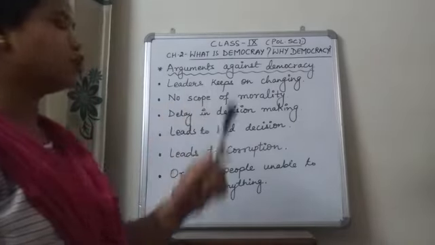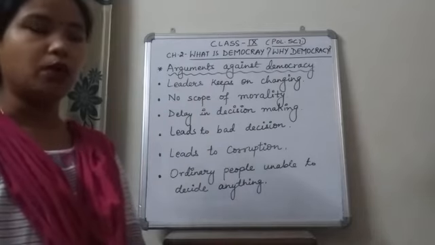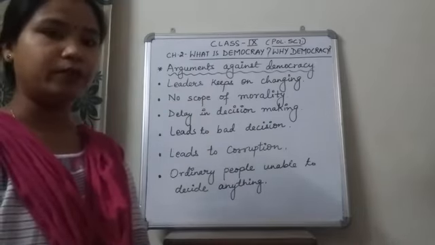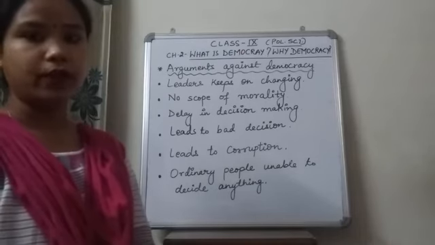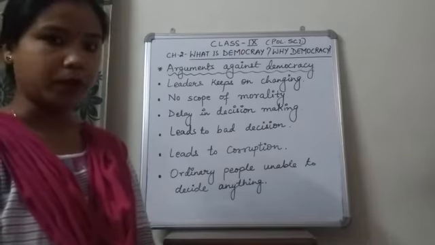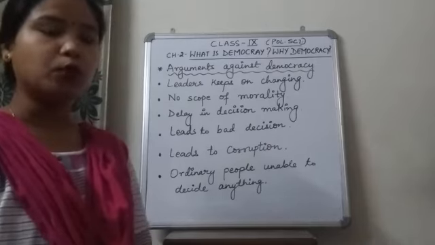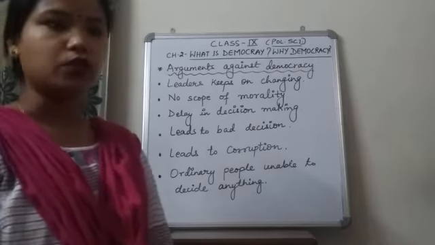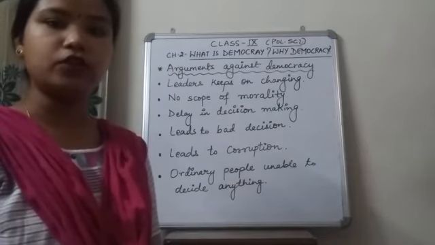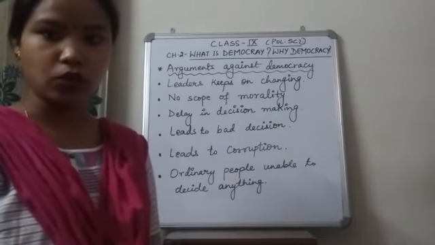The first point says that the leaders keep on changing in a democracy. We all know that in a democracy there are different political parties, and each political party has a fair chance to form their government. So it means that whichever party has formed the government in the country will have a fair chance of losing the next election also.